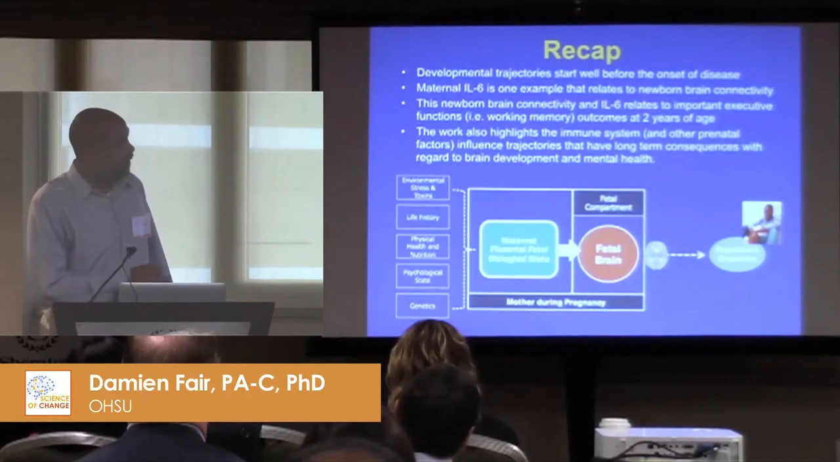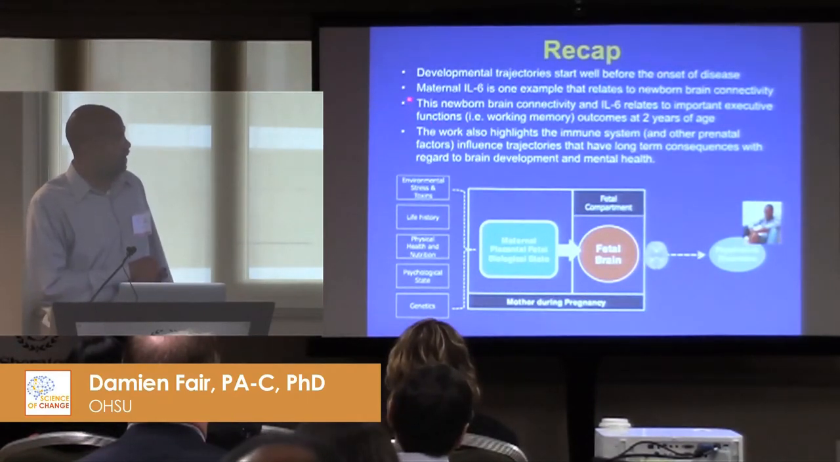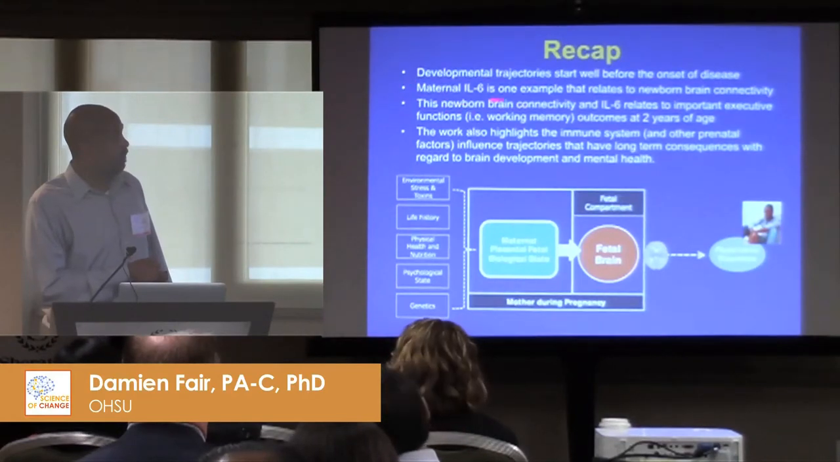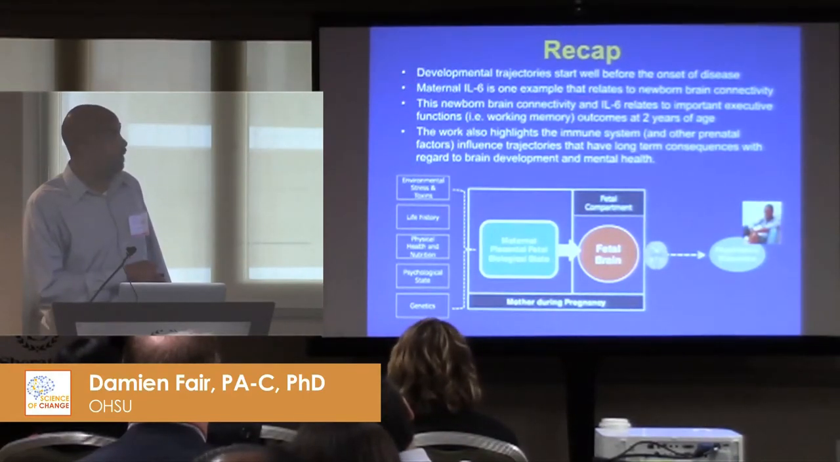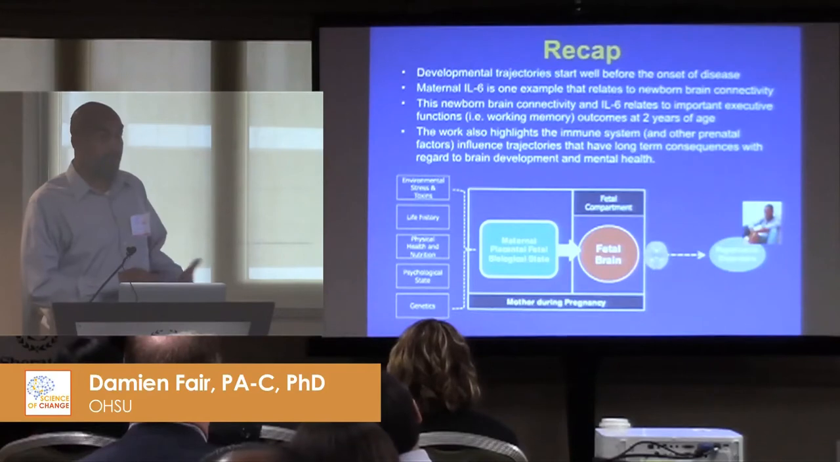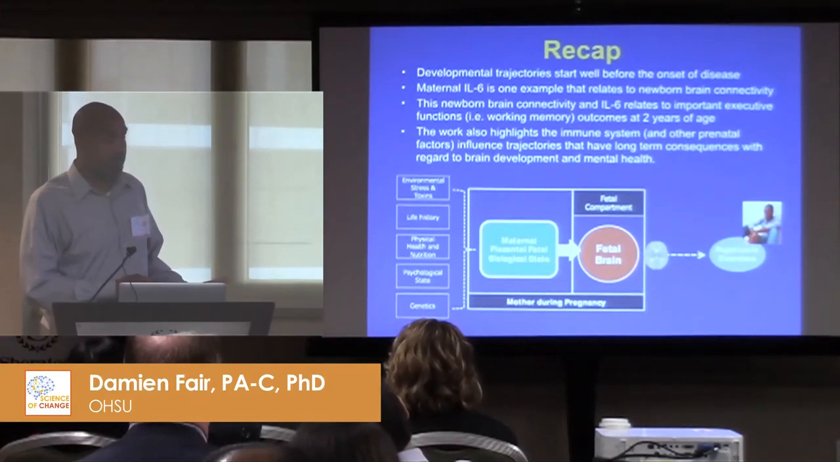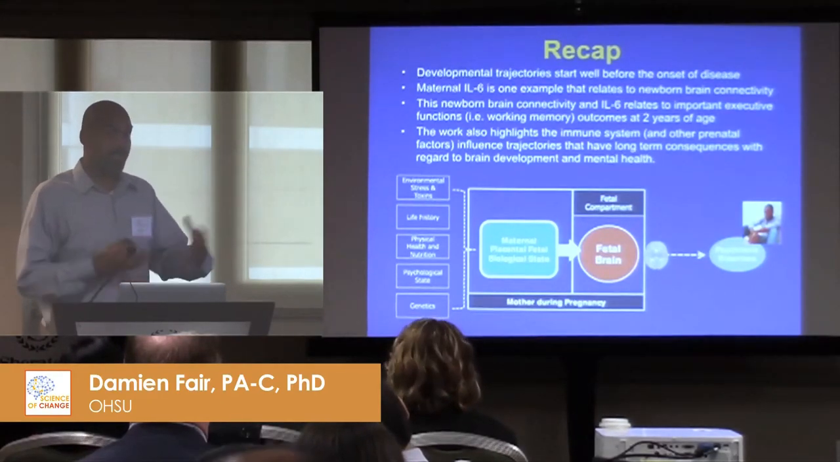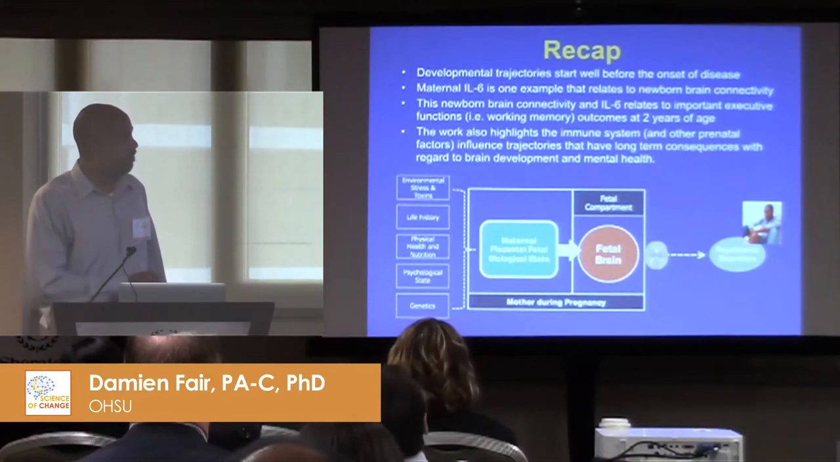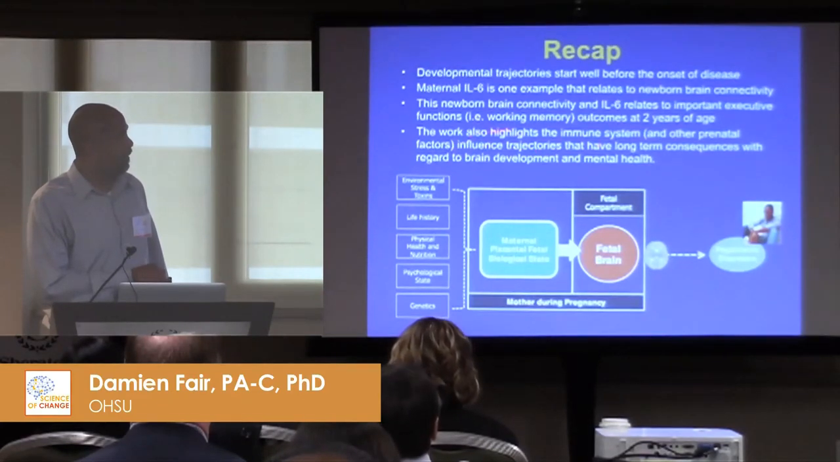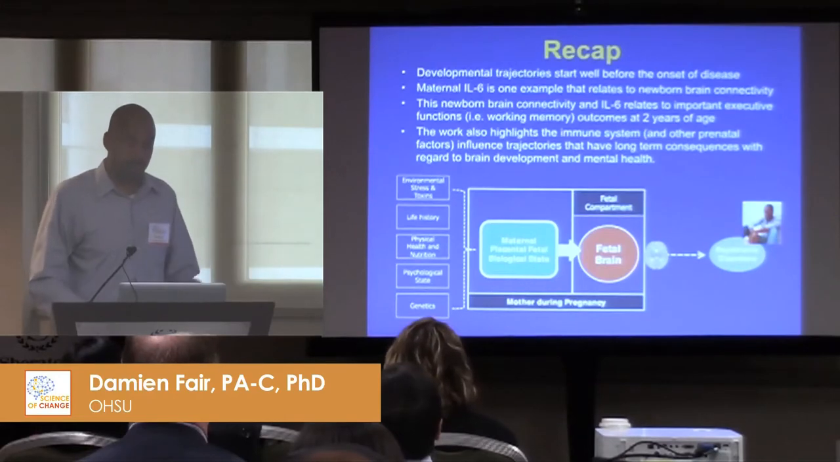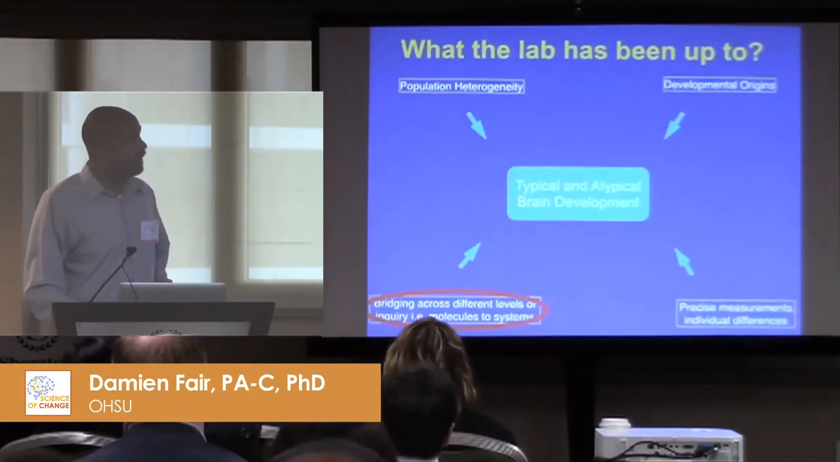And so we know that these developmental trajectories start well before the onset of disease. We think that maternal inflammation may be one example that relates to newborn brain activity. We've looked at other measures too. Of course, there's a lot of interaction. IL-6 is only one cytokine of a whole network of inflammatory markers. But we think these maternal prenatal factors have long-term consequences with regard to brain development and particularly mental health. Which brings us to the last piece here.